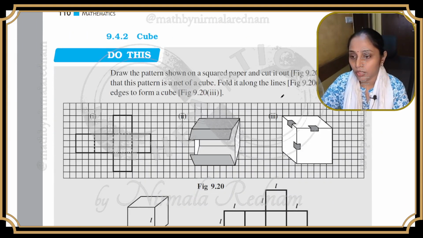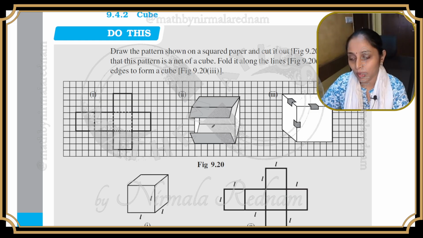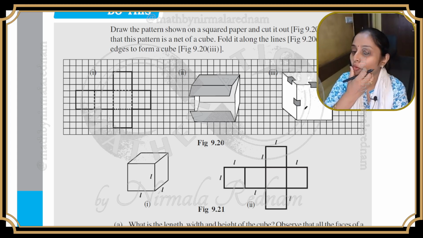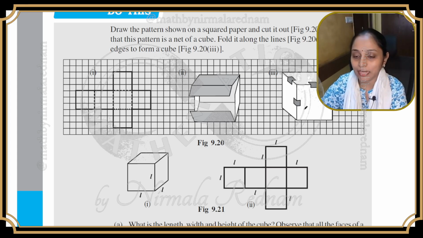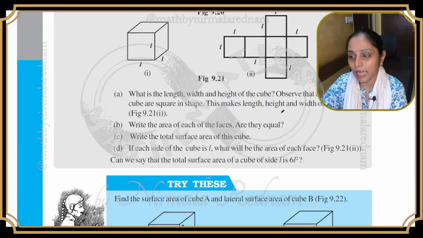And then draw the pattern and you'll get the net. This we have already discussed in the previous video. You get the net of a cube, and then by making the folds along the creases in all the respective lines, you can get the cube. What is the length, width and height of the cube that you have obtained?